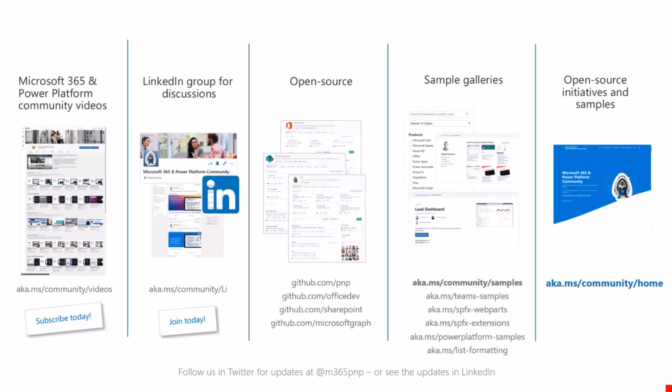We've got a LinkedIn group for discussions, an opportunity to collaborate there, as well as Discord, which we'll talk about in the end. We've got open source initiatives, and of course I mentioned those sample galleries, so Teams samples, SPFx samples, Power Platform list formatting, it goes on and on and on. There's a plethora, which means that there's a lot of them, everybody, and you only need to remember one, which is ironic because we've got a plethora, but you only need to remember one thing, and that's aka.ms/community/home. So you hit that link, it'll give you access to all this goodness.